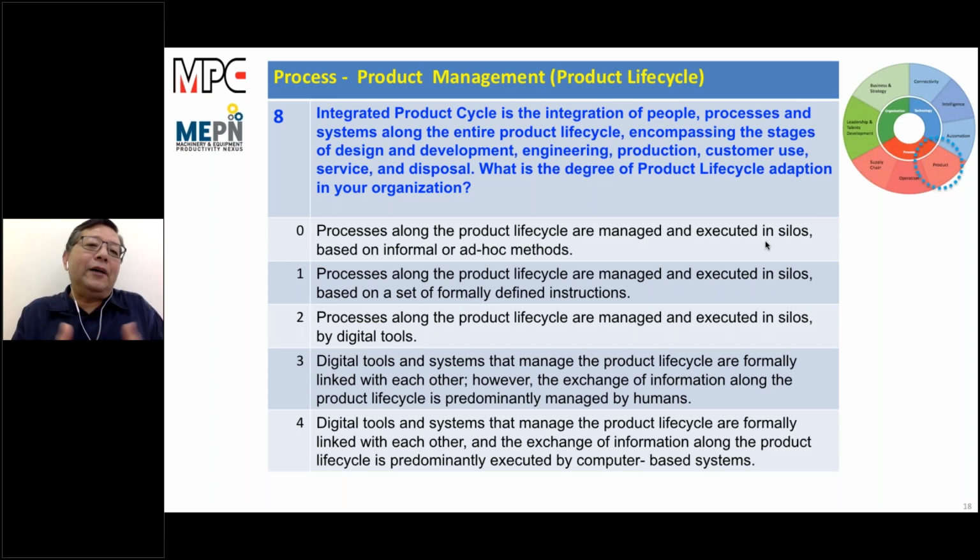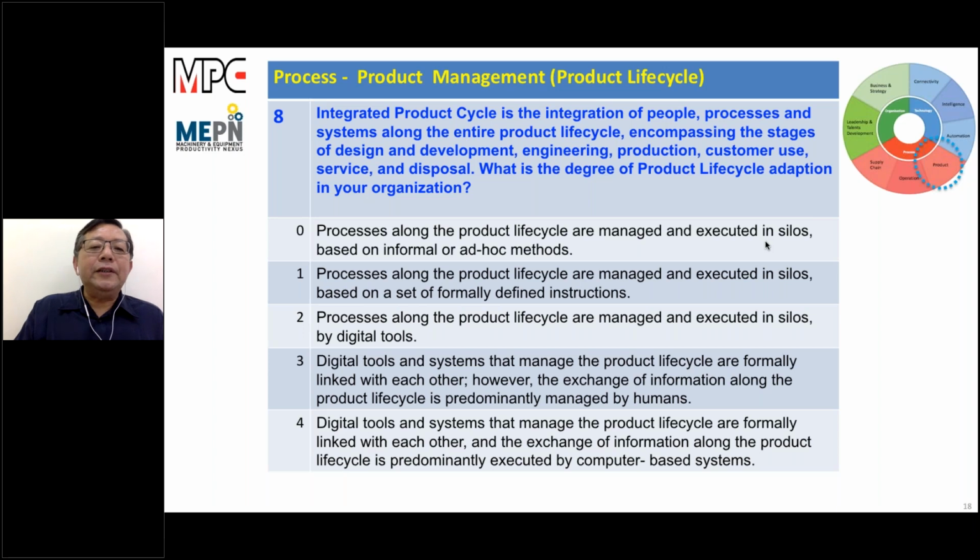Grade 1 is processes along the product life cycle are managed and executed in silos based on a set of formally defined instructions. So it means you have some product life cycle you are managing, but you also execute in a very silo mode, with very little defined instruction on that. Grade 2 is processes along the product life cycle are managed and executed in silos by digital tools. Okay, you are doing something, but you still have some digital tools to handle that.